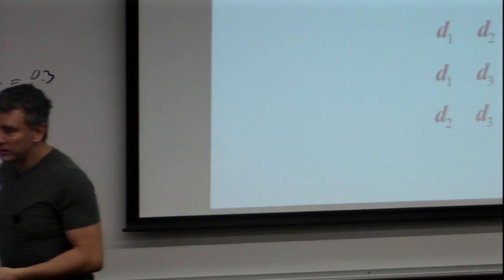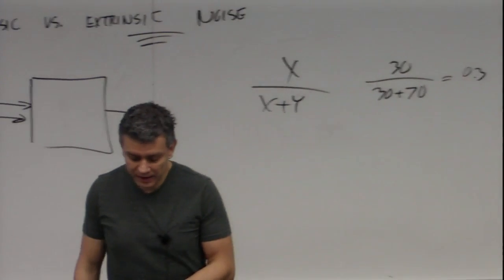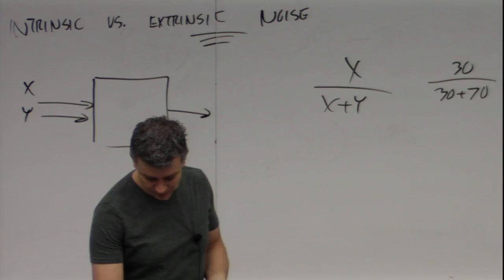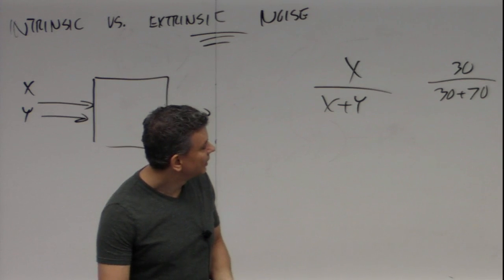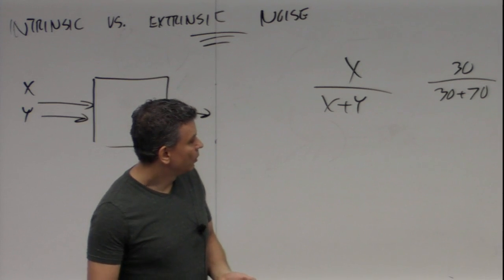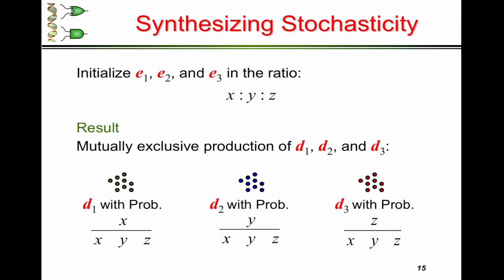So do all of you buy that if I set up this set of reactions where I initialize E1 and E2 and E3 in the ratio x to y to z, then in the end, I should either have D1, call it green, or D2, call it blue, or D3, call it red, and I should only have green, red, or blue. And the probability of these outcomes should simply be the ratios. I'm missing the plus signs here.